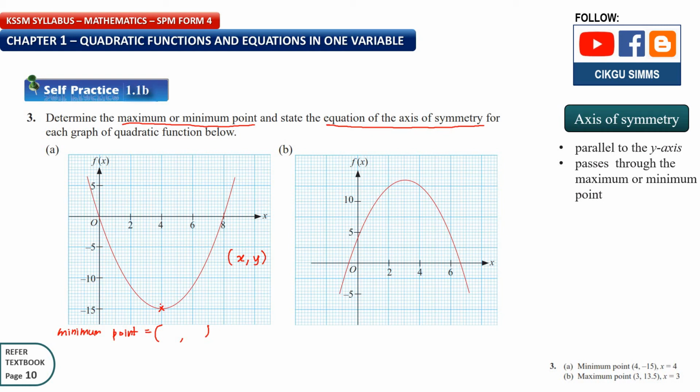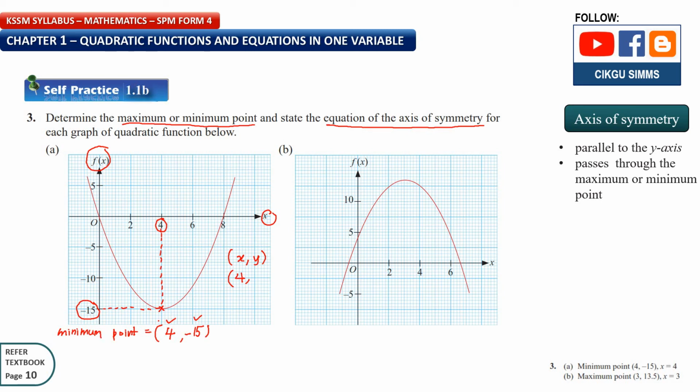You put the value of x and then the value of y. What is the value of x? You need to refer to the x-axis. You put a dotted line, so the value of x is 4. And then for the value of y, you check the y-axis and put a dotted line here, and the y is negative 15. So this coordinate, x is 4, y is negative 15. This is the minimum point.